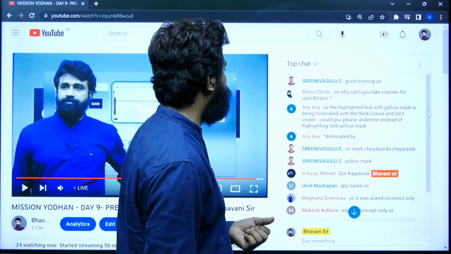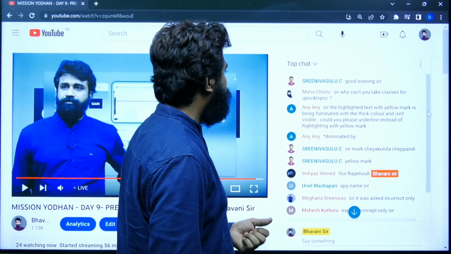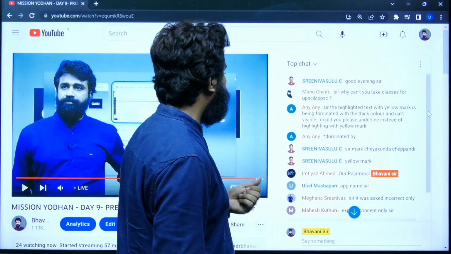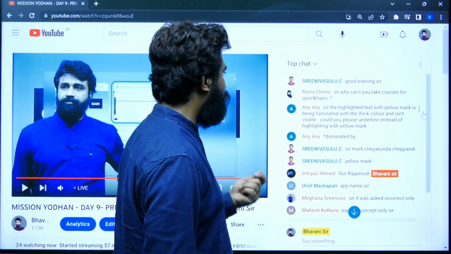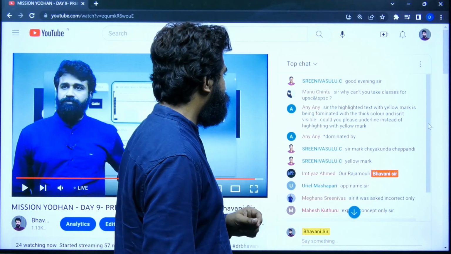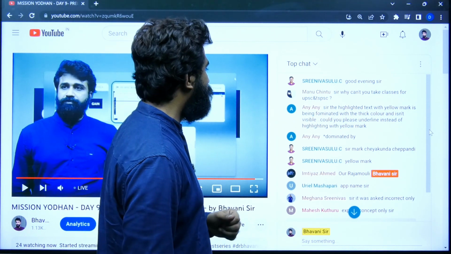Sir, why can't you take classes for UPSC? Because classes are not giving you much real orientation, it seems, because I do not want to take a class, rather I want to give you the orientation. It is not only a class, it is actually an orientation. So, I do not want to take a class, no problem, Manu Chintu, but if you want classes we can start.